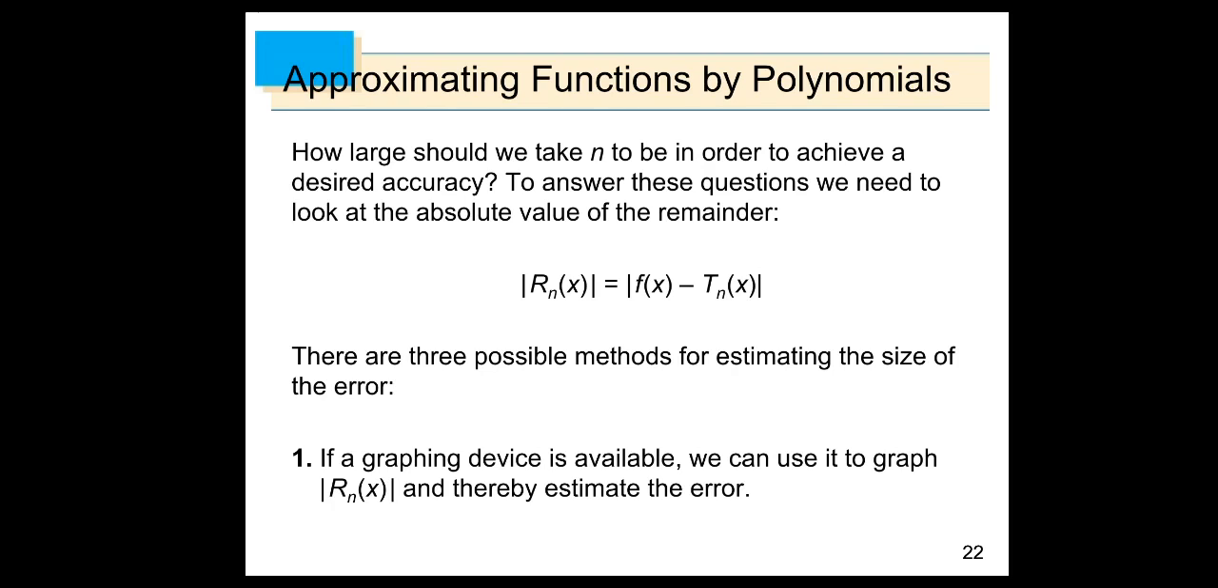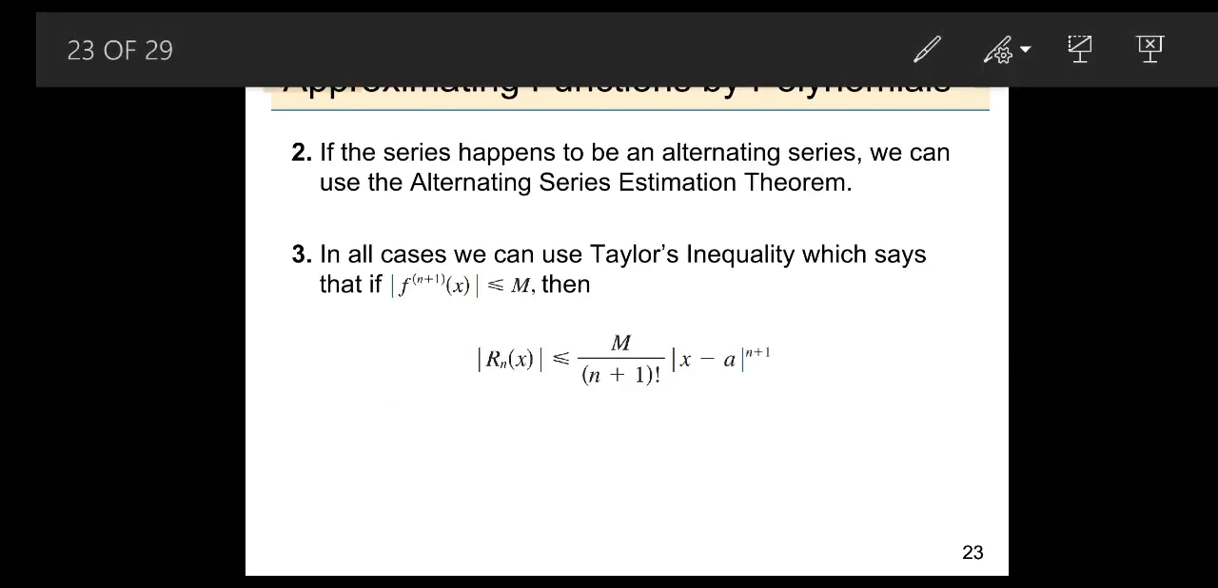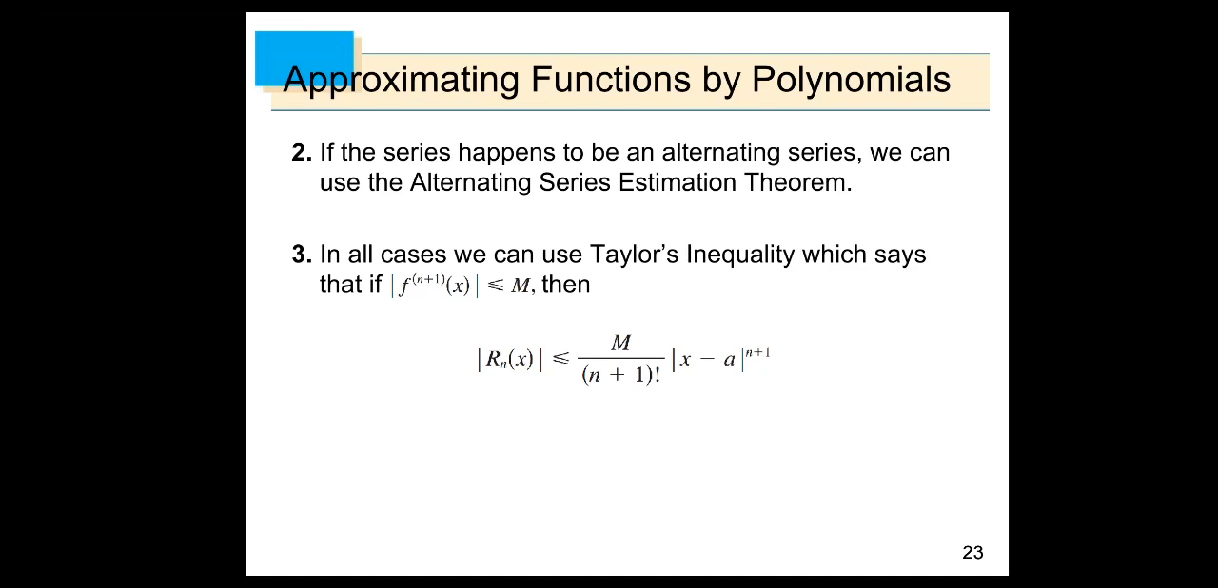There are three possible methods for estimating the size of the error. First, if a graphing device is available, we can graph r sub n of x and thereby estimate the error. Second, if the series happens to be an alternating series, we can use the alternating series estimation theorem. Third, in all cases, we can use Taylor's inequality, which says the absolute value of r sub n of x is less than or equal to M over n plus 1 factorial times the absolute value of x minus a to the power n plus 1.